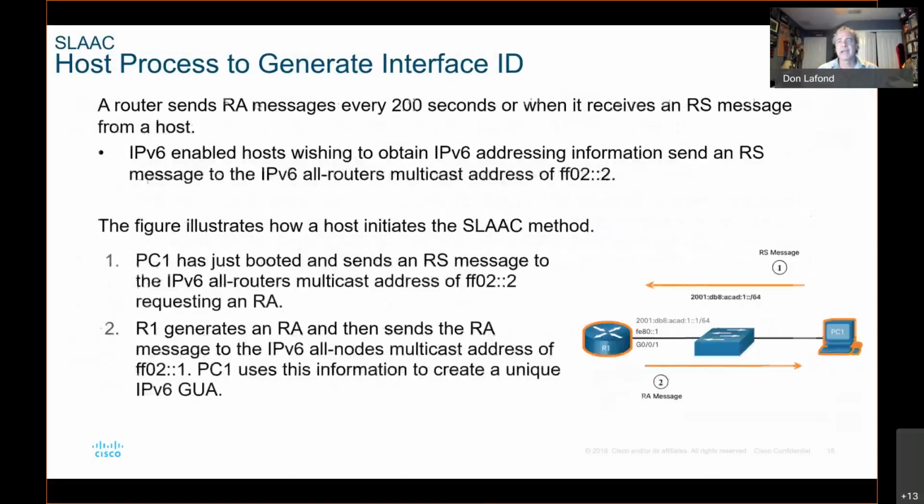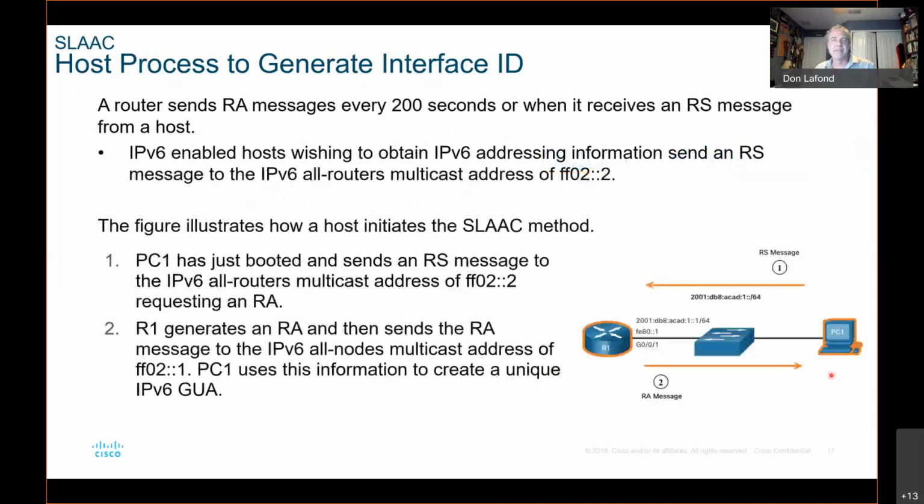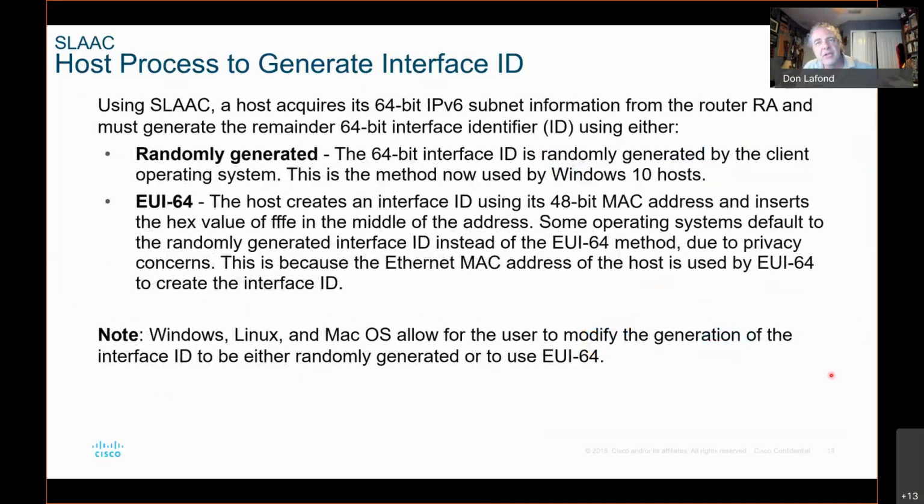Let's see if we can find that address over here. Here it is. Do we see an FFFE? If you do not see an FFFE, then it used the random method. I do not see FFFE anywhere in this address, so this was randomly created. But if you see FFFE, now you actually know the MAC address of the device.